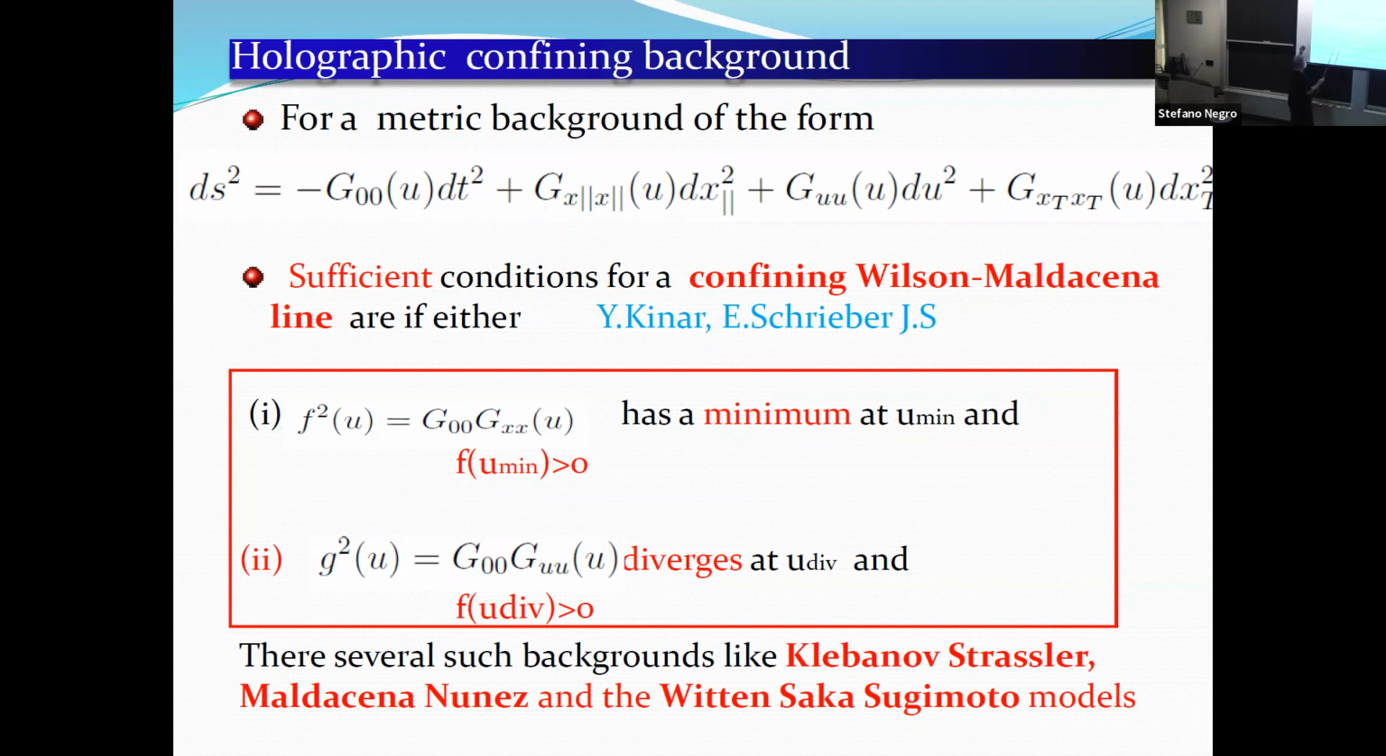For instance, if we take AdS5, then the minimum is at 0, and this quantity will be u squared or u to the 4 as u goes to 0, and it vanishes. Whereas in certain models, like the Klebanov-Strassler and others, this condition has been obeyed, and in the so-called Witten's model, this condition has been obeyed, and they will admit this linear Wilson line. Are there any questions? Yes.